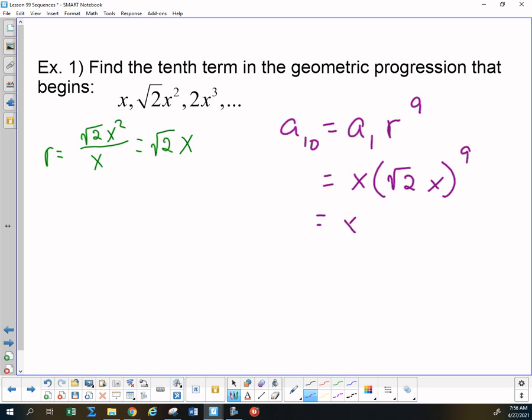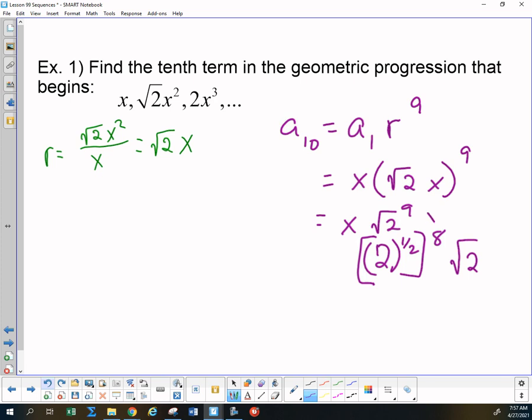So I'm going to have that original x out there, and I'm going to have root 2 to the 9th. But I find it easiest when I have a square root to take it to the biggest even power I can. So I'm going to take the square root of 2 to the 8th times one more square root of 2 for that root 2 to the 9th. Everybody okay with what I just did there?